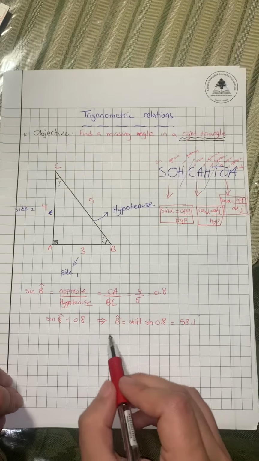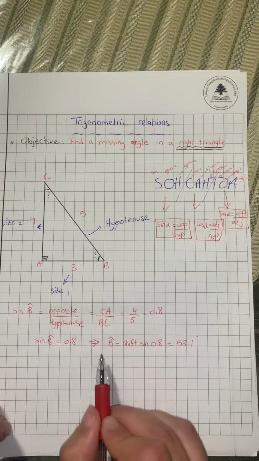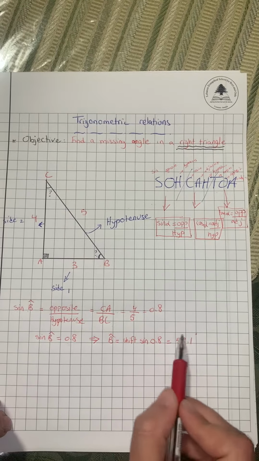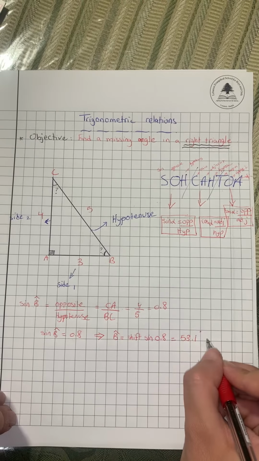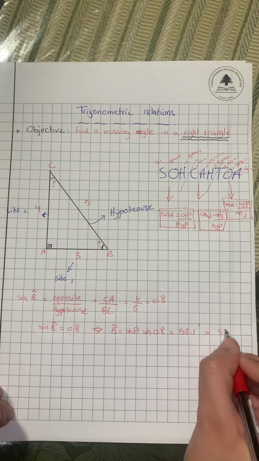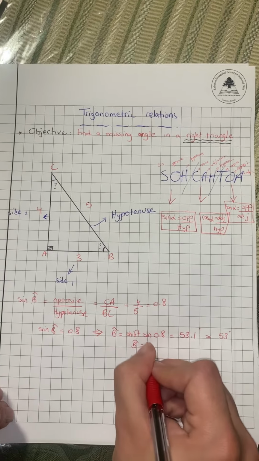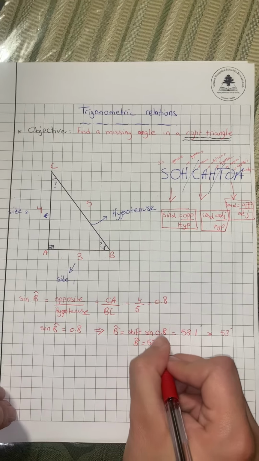In the governmental exams, they will ask you to calculate the nearest angle. That means, what is nearest to 53.1? If you round it up, you will obtain 53 degrees. So angle B will be equal to 53 degrees.